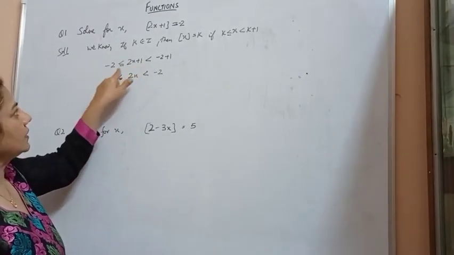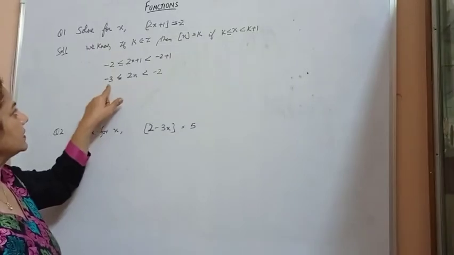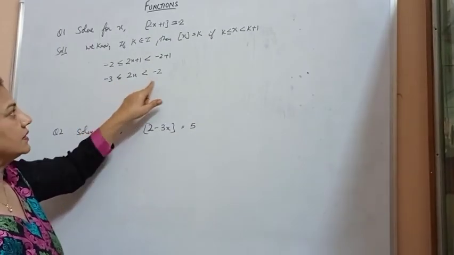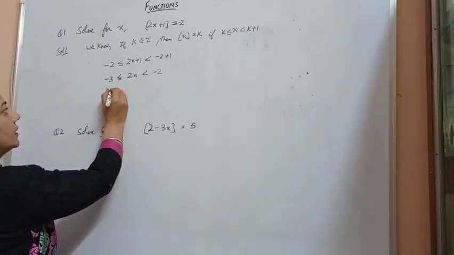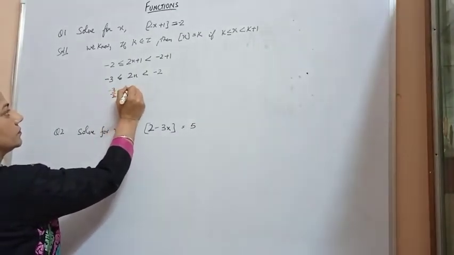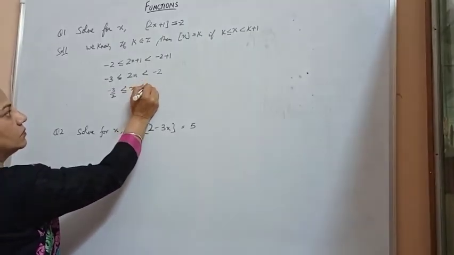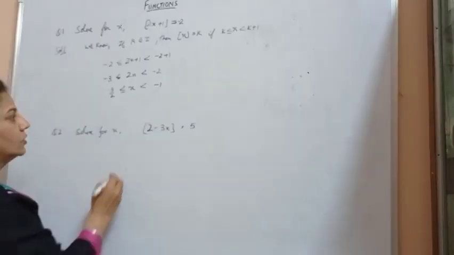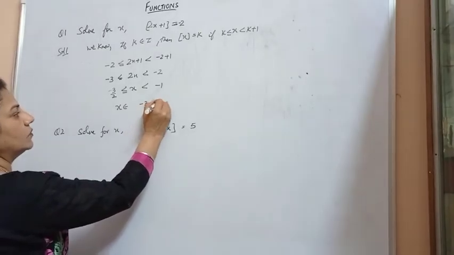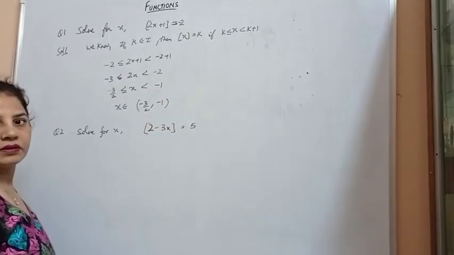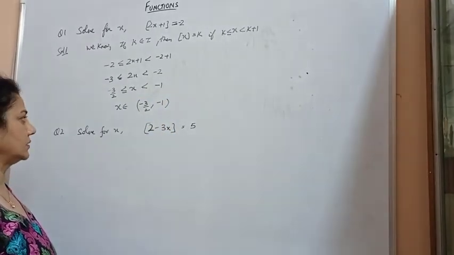Plus 1, I subtract throughout -1, I will get -3. 2x is greater than or equal to -3 and less than -2. Divide by 2, you will get -3 by 2. x is greater than or equal to -3 by 2 and less than -1. So the value of x belongs to [-3/2, -1).